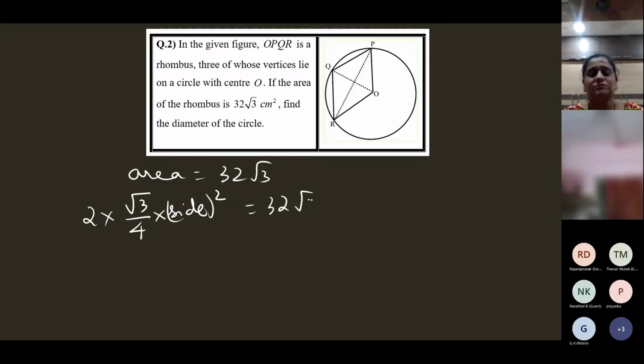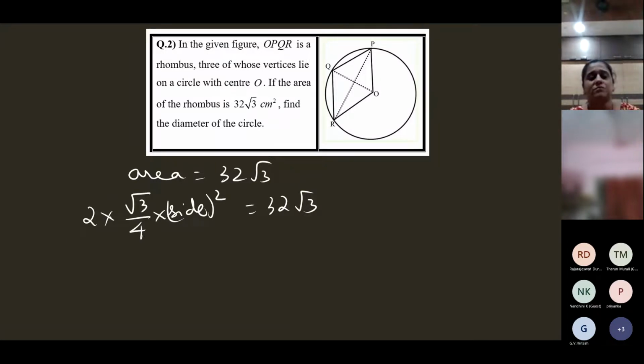Yes or no? See, this is not the formula to find the area of a rhombus always. In this particular case, the rhombus is made up of two equilateral triangles with respect to the diagonal OQ. So this formula is very specific to this sum. So here, since the whole figure is made up of two equilateral triangles, one equilateral triangle is root 3 by 4 into side square. So 2 into.